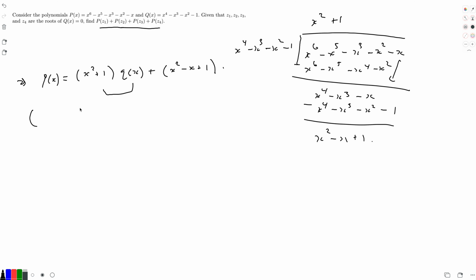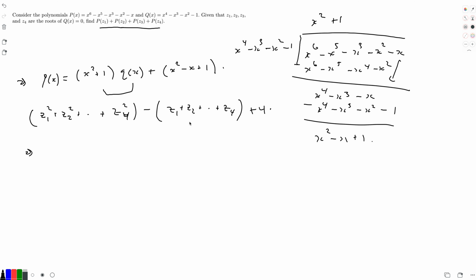We can write that using compact summation notation, but I think it's pretty clear. So we'll just do z1 squared plus z2 squared all the way until z4 squared, minus the sum z1 plus z2 plus dot dot dot plus z4. And then we're going to have to add 1 how many times? 4 times, right? Okay, how are we going to do this?